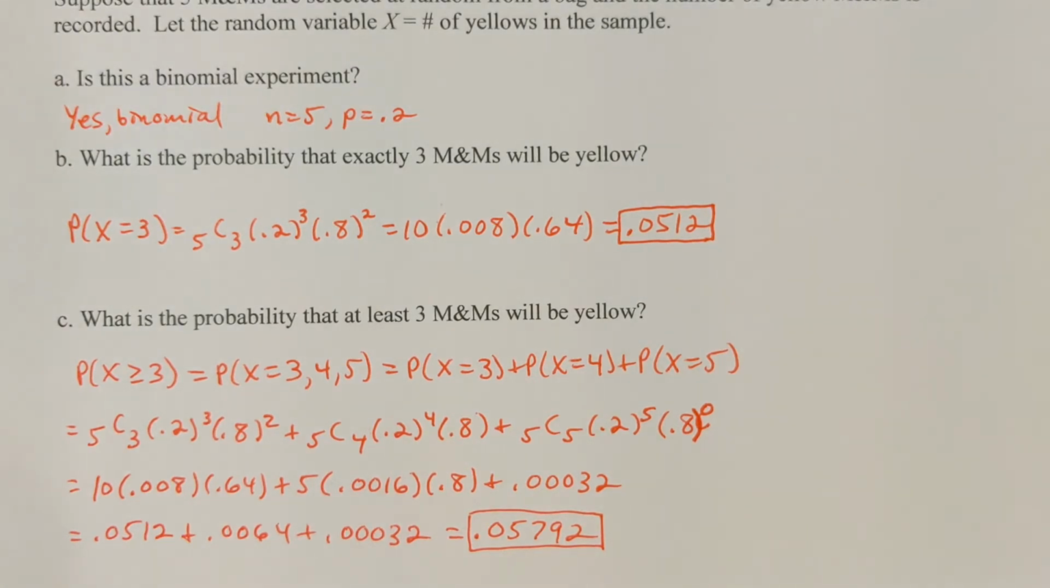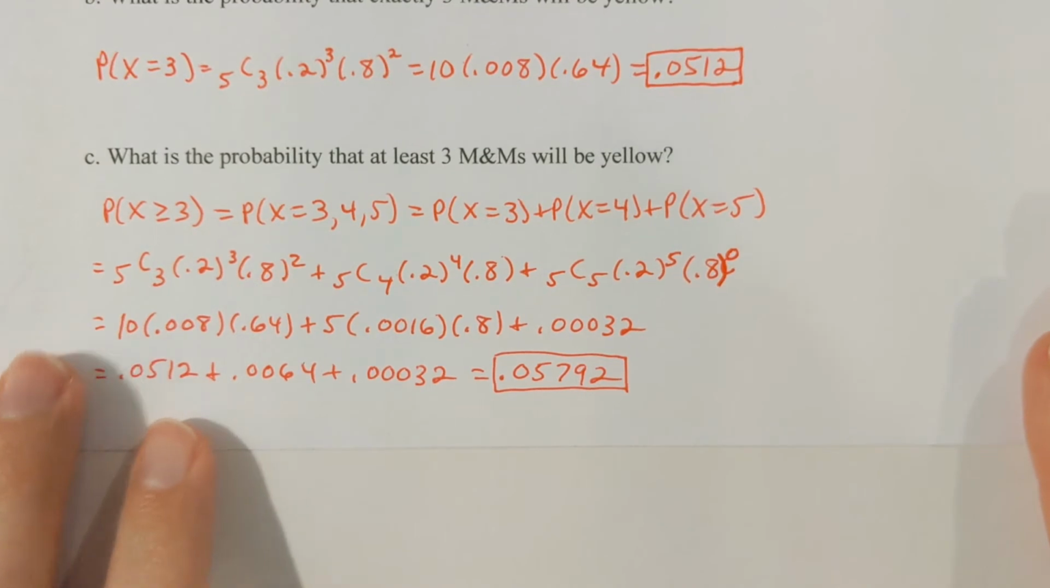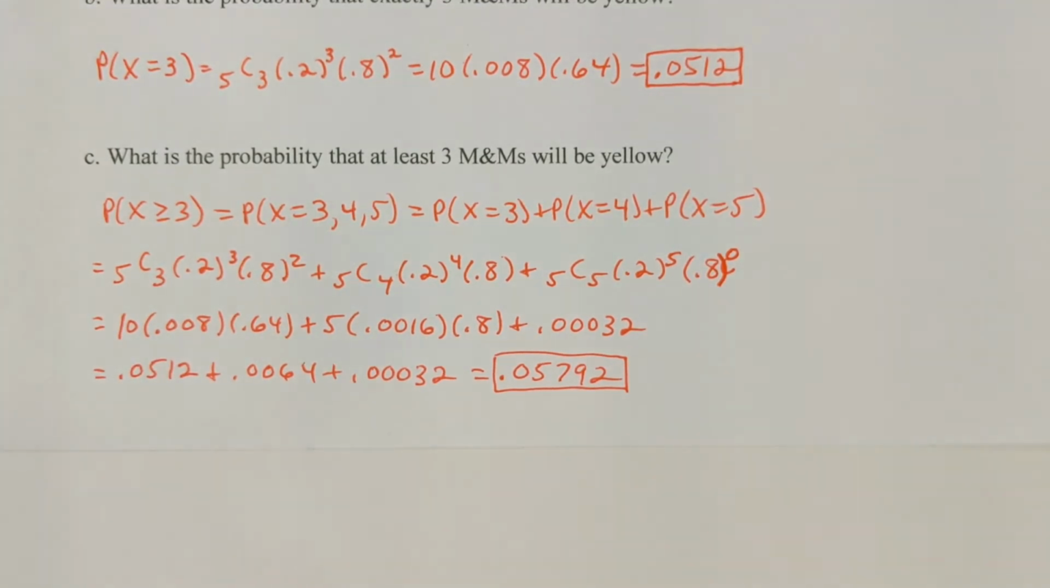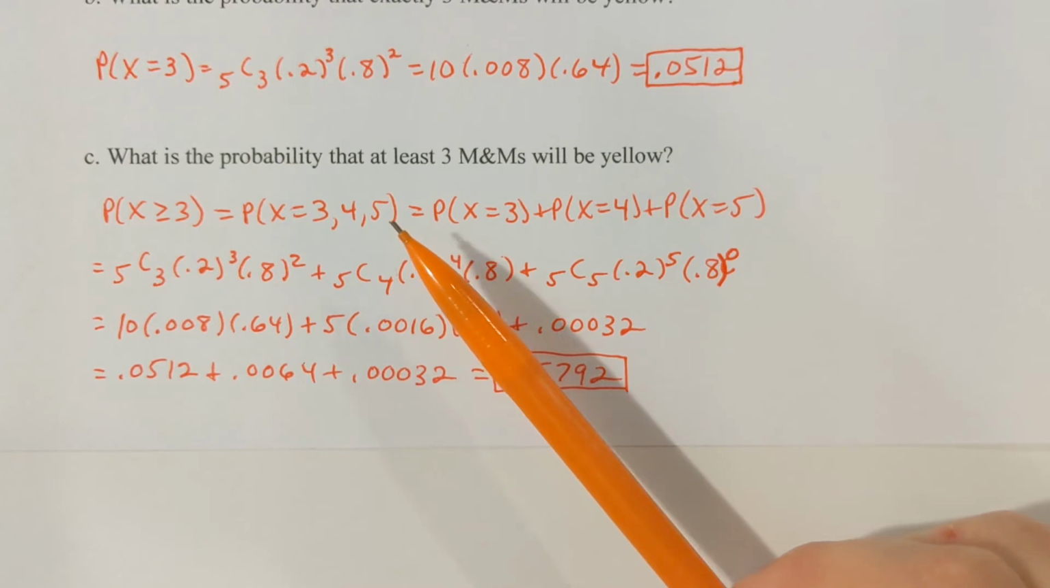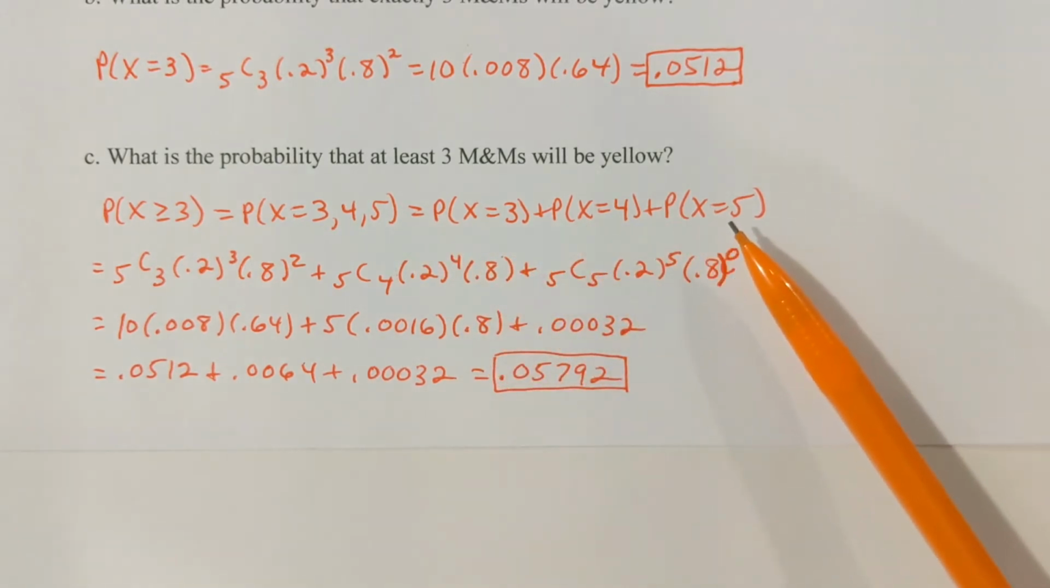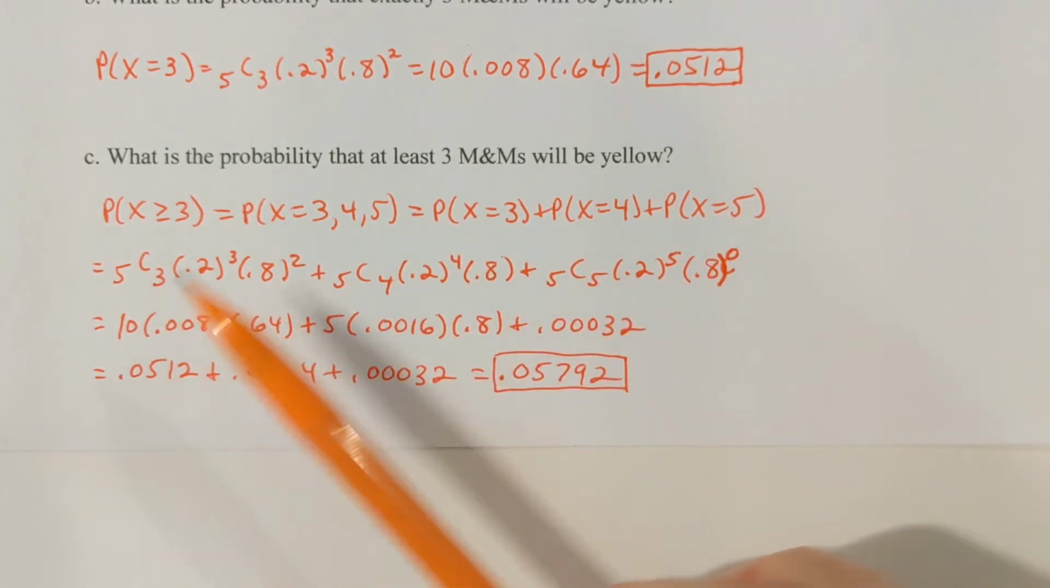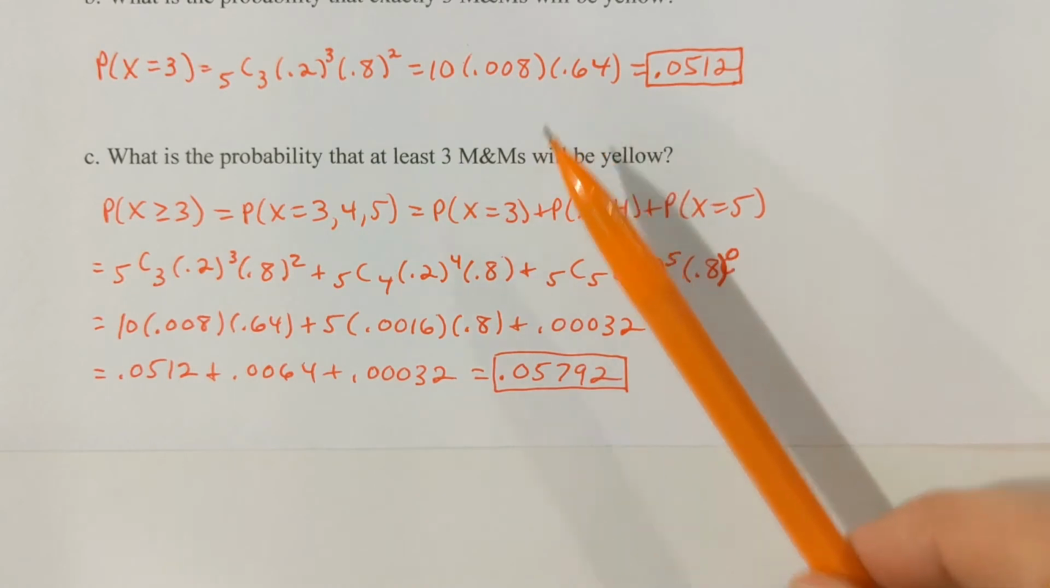Of course, pay attention to where they're rounding in general. Part C, what is the probability that at least 3 M&Ms will be yellow? Okay, at least 3 means 3 or more. So that could mean that x is 3 or 4 or 5. So I've got to compute these 3 probabilities. We've already got the first one done. That's what we did in part B.